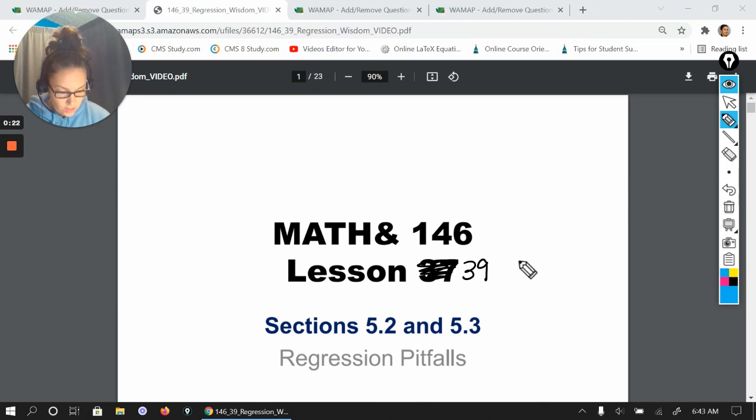So you are encouraged to read pages 227 to 238 in the textbook.